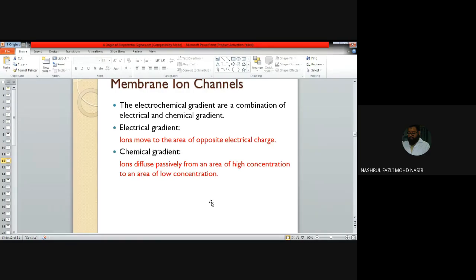You have two sides, one positive and one negative, and then the ions. If you put a positive ion, it will move to the negative side. And then the chemical gradient is about the concentration. The ions diffuse from an area of high concentration to a lower concentration. This simple idea of physics explains many phenomena.